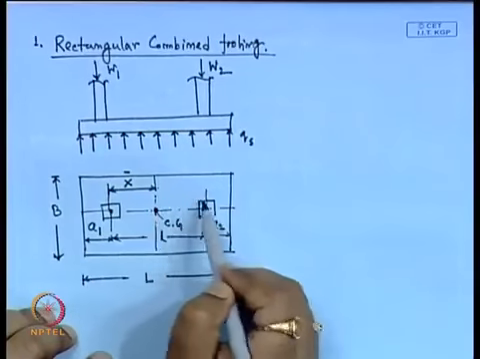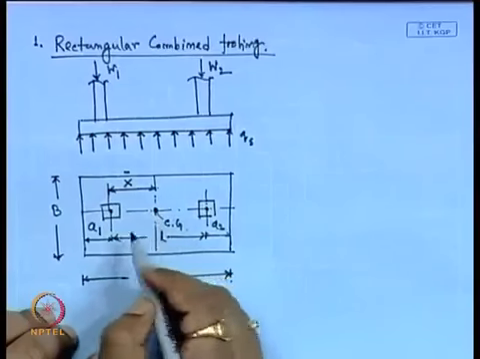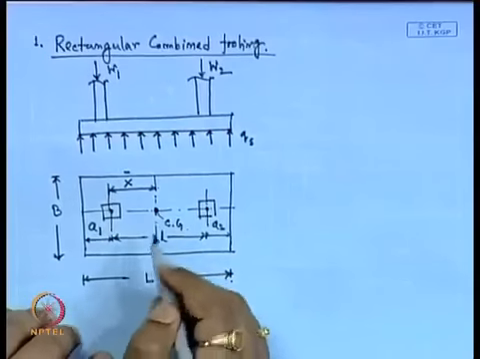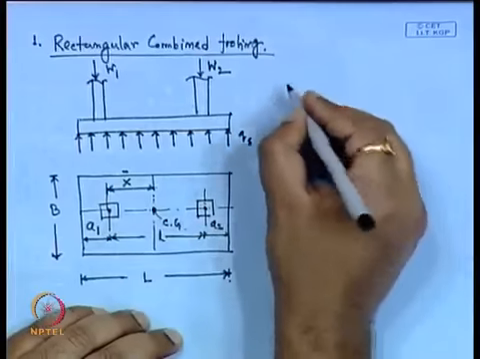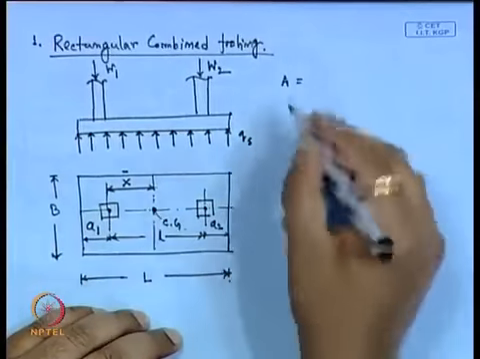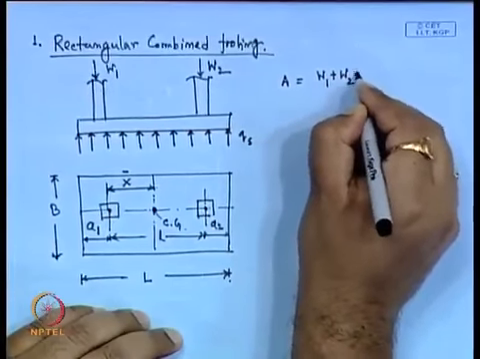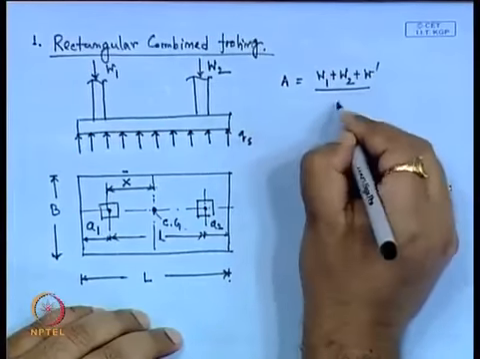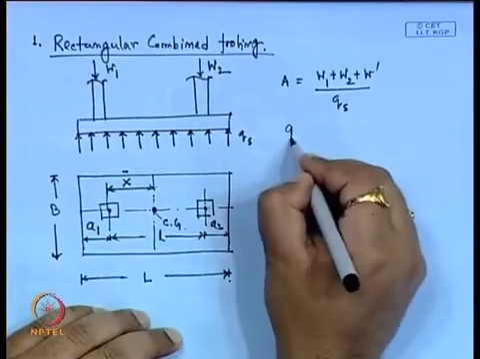The resultant force should act at the CG of the combined footing. We can design in that fashion also, so that the resultant of these two forces acts at the CG of the foundation. The required area of the total footing is (W1 + W2 + W') divided by Qs.